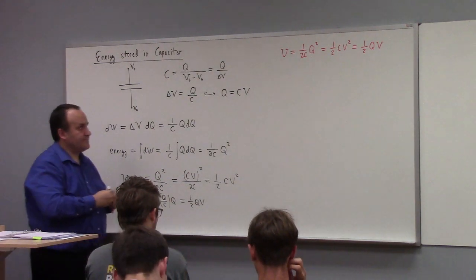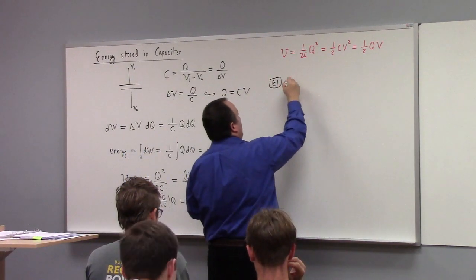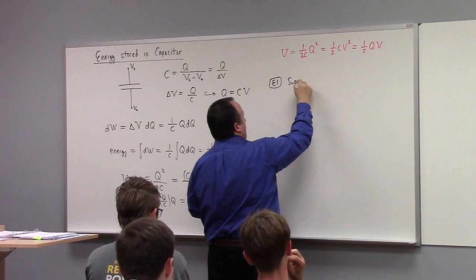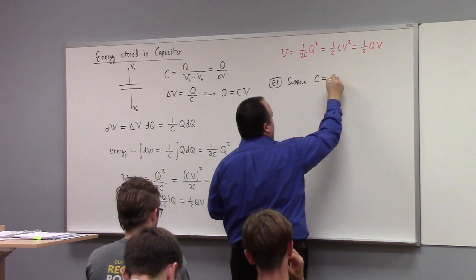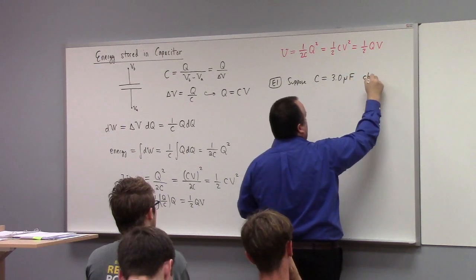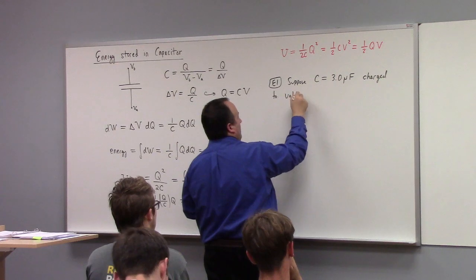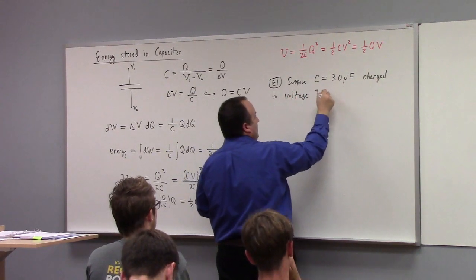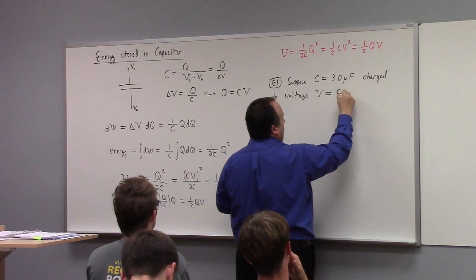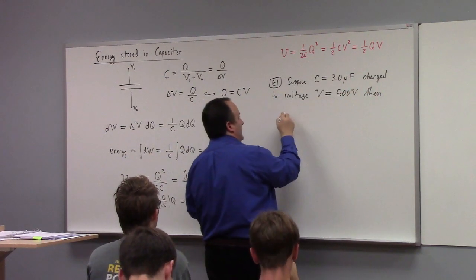So for example, suppose you have a capacitor which is 3.0 microfarads charged to voltage V equals, oh, I don't know, 500 volts. Then how much energy is stored?